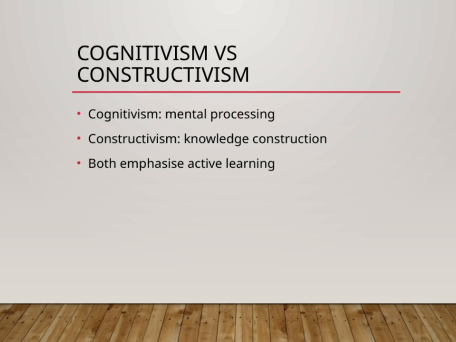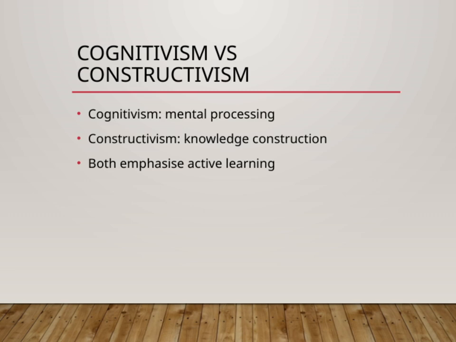Cognitivism focuses on mental processing, meaning it emphasizes how learners think, process information, and store knowledge in their memory. It's all about understanding the internal mechanisms that happen when we learn. On the other hand, constructivism is about knowledge construction. It highlights how learners actively build their understanding through experiences and interactions with their environment.